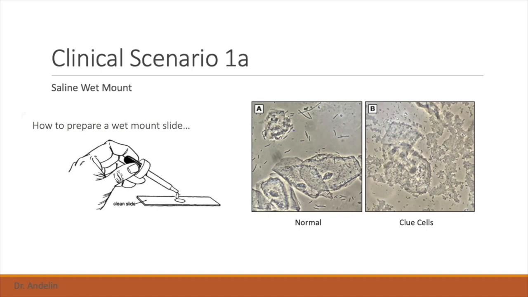For this patient, we obtain a swab of vaginal discharge and place it on a slide. We apply saline to the slide to create a saline wet mount. When we look under the microscope, we see vaginal epithelial cells covered with bacteria obscuring the borders. These are called clue cells. Compare this to, on the left, normal epithelial cells with normal vaginal bacteria present.